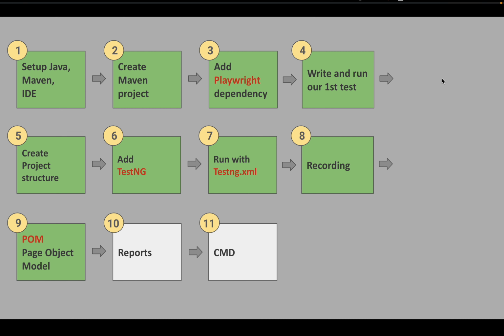All right, so this is what page object model is, and this is how we use page object model. Now I'm going to stop this particular session here. In the coming session we will see reports and command line, and I will try to add one more session for locators as well.